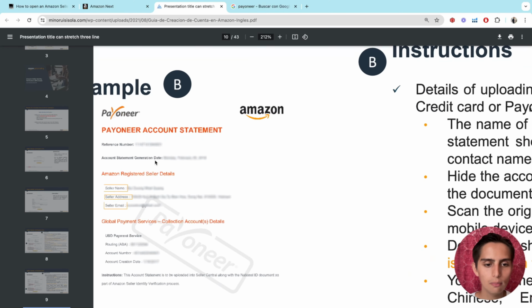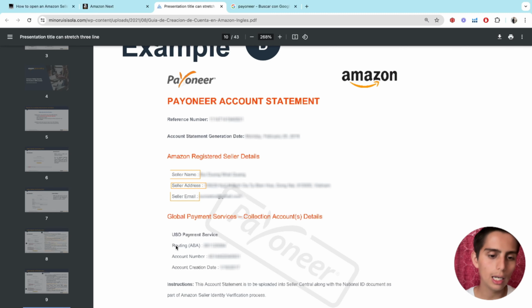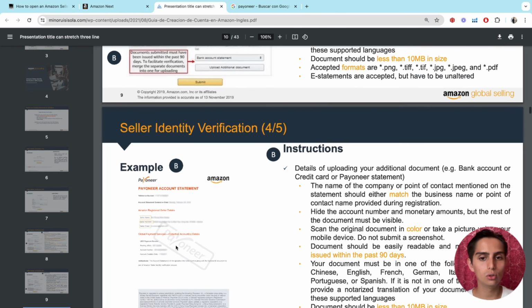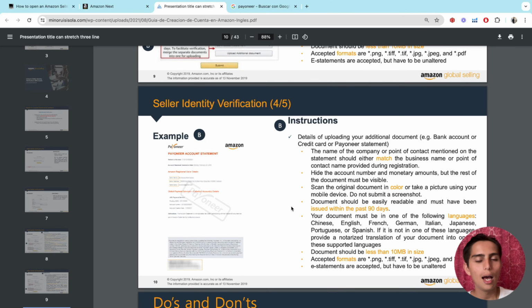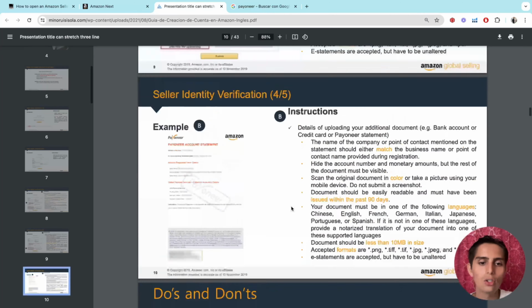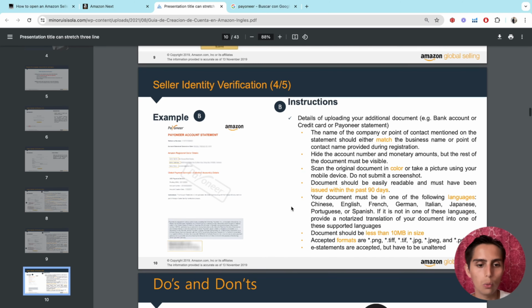So this is basically how it looks like. It's gonna let you know what the routing number is, account number, and account creation date, because Amazon is gonna want to verify this. And if you don't provide this from Payoneer, it doesn't have to be from Payoneer, but you have to provide something that has a United States bank account attached to it, if you want to sell in the US. If not, you just have to figure it out in Canada, in Europe, or anywhere you want to sell.